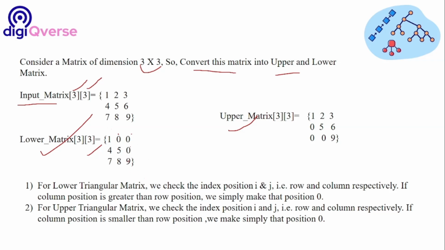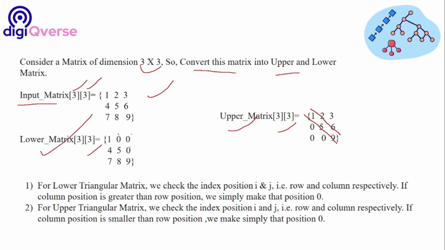In the same way, we have considered a 3 by 3 upper matrix. The diagonal elements are 1, 5, 9, and the elements below the diagonal are 0, 0, 0. These make up the upper matrix, and above the diagonal the elements 2, 3 and 6 remain the same as in the given matrix.